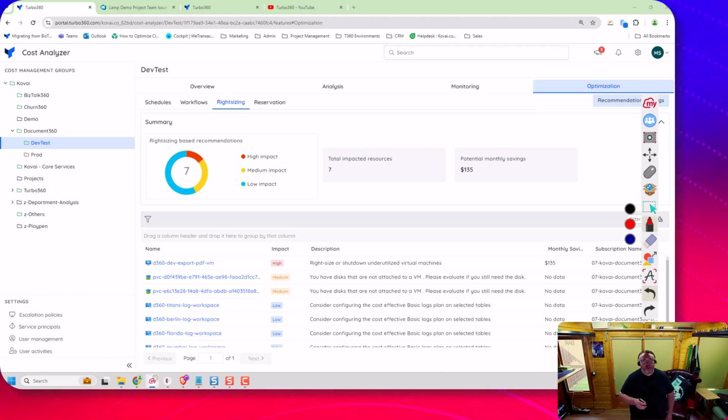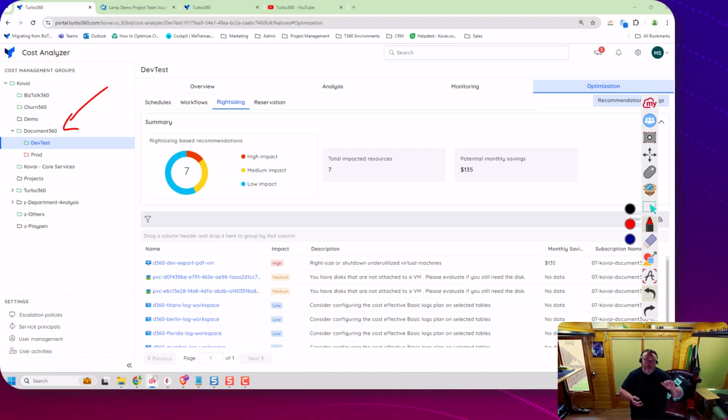So what we're looking to do in Turbo 360 that's very different is with a tree view over here, we want a democratized cost management. It's a big problem when you have a big Azure estate. We want to get people looking after their own costs. So I can go to the Doc 360 team and say, right, your team look after your own costs. Here's the tool that helps make it easy for you.